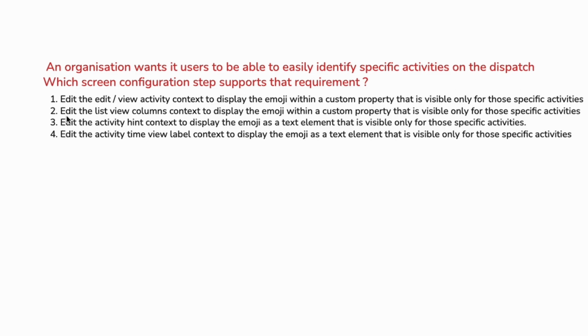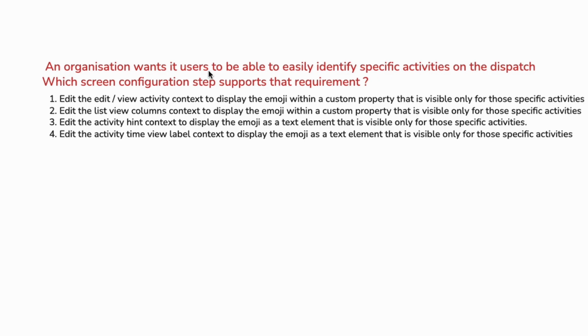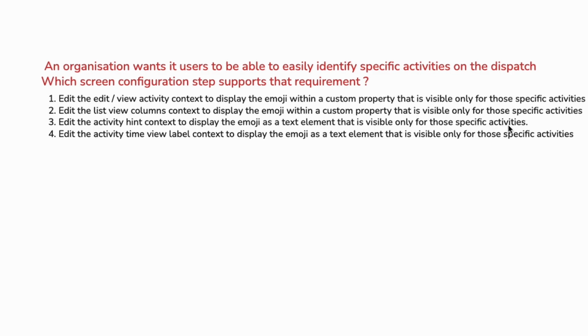Now option second, edit the list view column context to display the emoji within a custom property that is visible only for those specific activity. This is also incorrect. Here the company wants something on time view. Third, edit the activity hint context to display the emoji as a text element that is visible only for those specific activities. So activity hint can be an option.